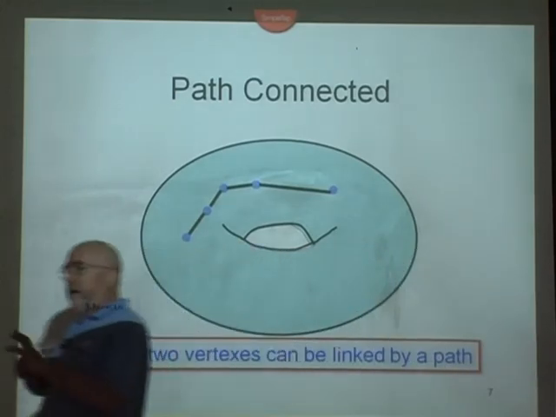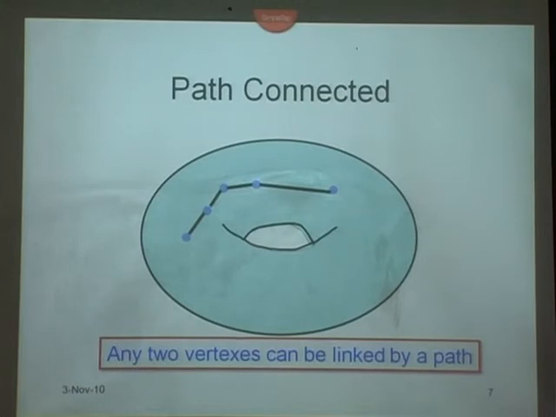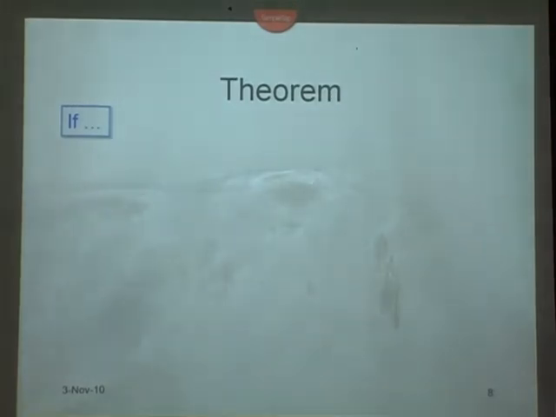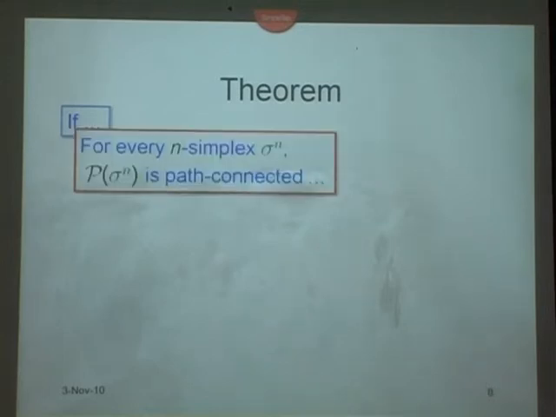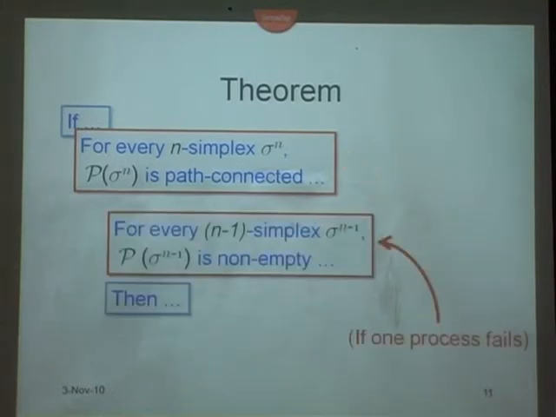Okay, so it's path connected if any two vertexes can be linked by a path. This is the familiar notion of connectivity you see in graphs. So the general theorem about when you can and can't do consensus says that for every n-simplex, every global state that has everybody as a state, if your protocol complex is path connected, that is, in executions where no process fails, all of the possible states are connected to each other by a path, and then in executions where one process can fail, that is, where you have an n-1 simplex, the protocol complex is non-empty.